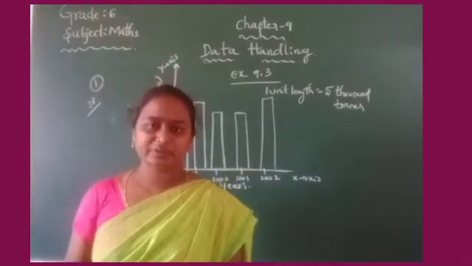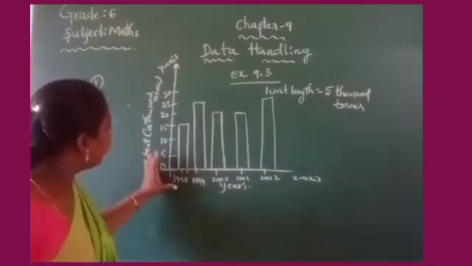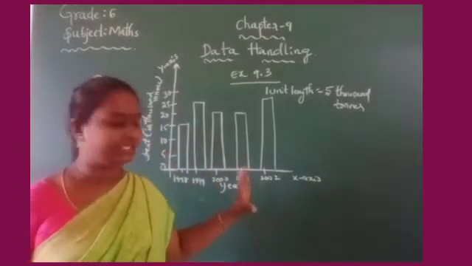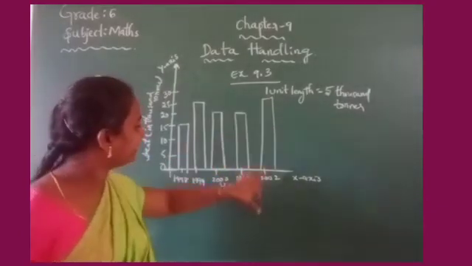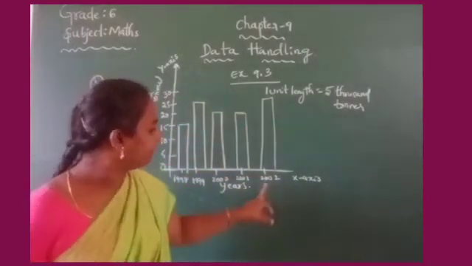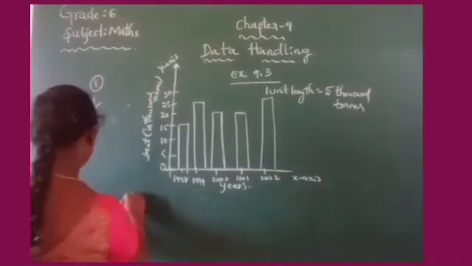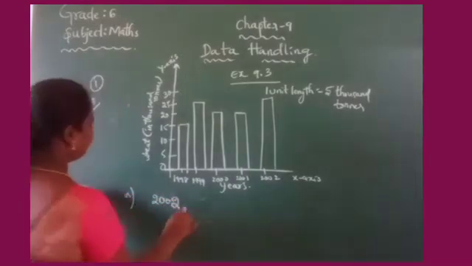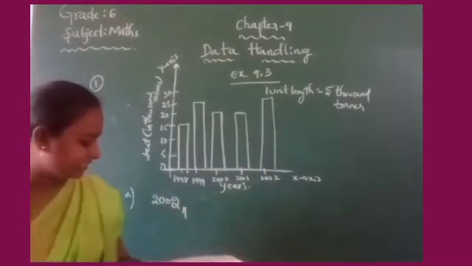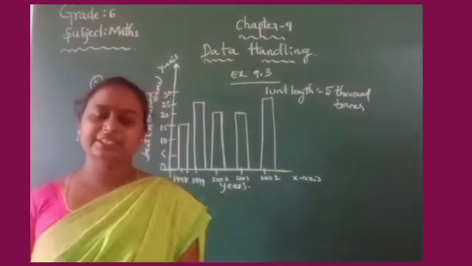So here we have to find which year has the maximum wheat production. Which year has the maximum wheat? Here 30. Very good. So that is which year? 2002. Write the answer: in the year 2002 the wheat production is maximum.